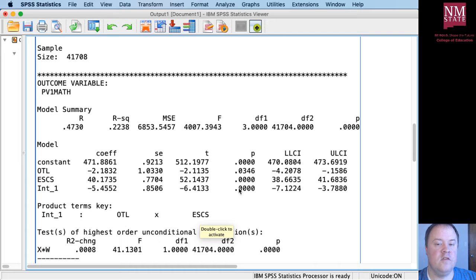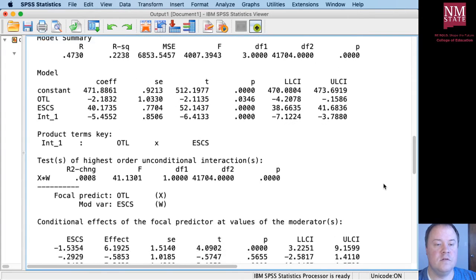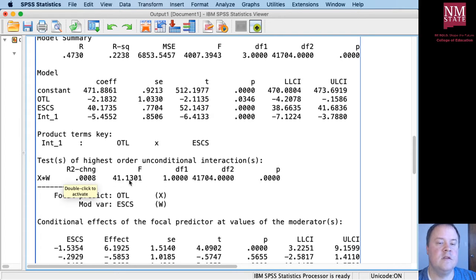But the interaction term is statistically significant. Still has a pretty small effect on math scores. We can see that the interaction term x times w has an F-score of 41, or I should say the change in the F-score of 41 points, and is statistically significant.